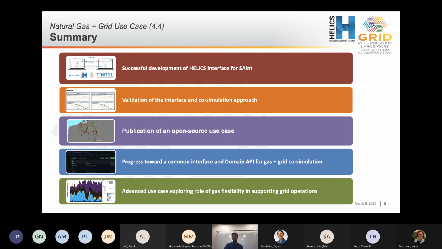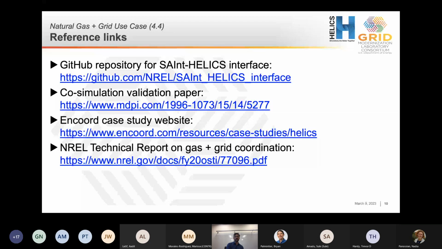And then finally, we've started to apply this adapter to an advanced use case that looks at how we can use this tool to learn interesting things about the state of gas and grid coupling. So with that, I've got a couple of reference links to some of our GitHub repositories and the papers, and I'm happy to take any questions for the remainder of the time.